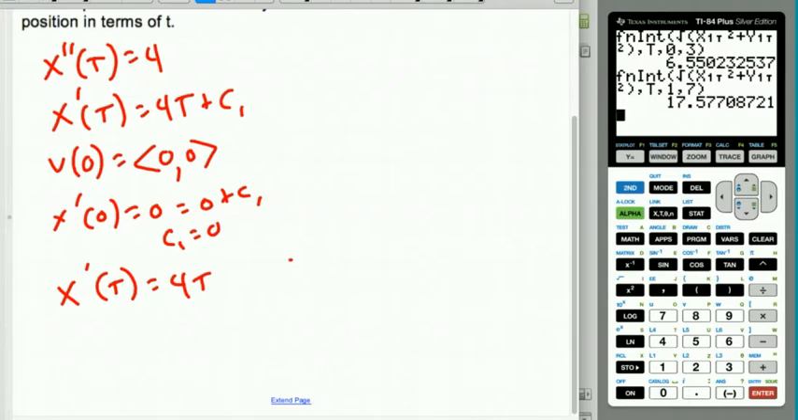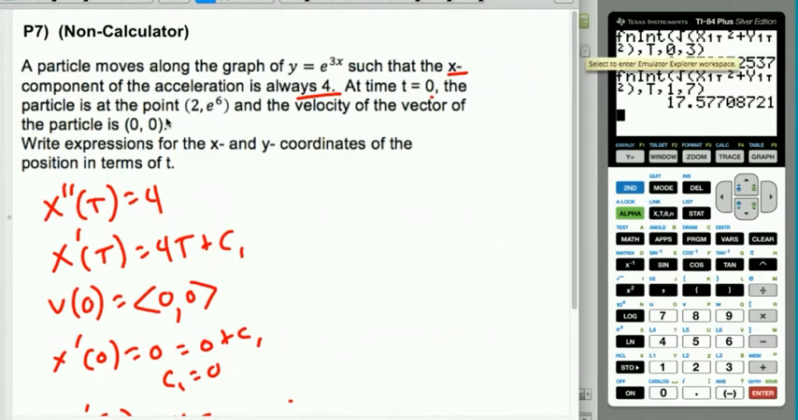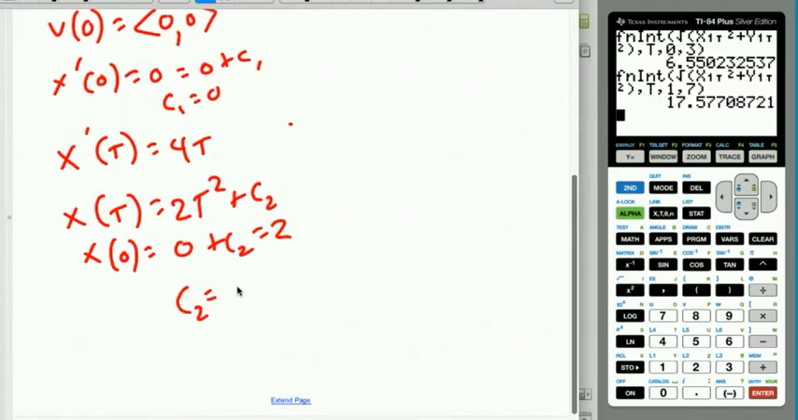If I do the antiderivative again, I know that x of t is 2t squared plus some other constant. And I was given that when I plug in 0, my position in the x direction is 2. So x of 0 is 0 plus c sub 2, and it's apparently 2. So my c sub 2 is 2. That means that I now have the x position. It's 2t squared plus 2.